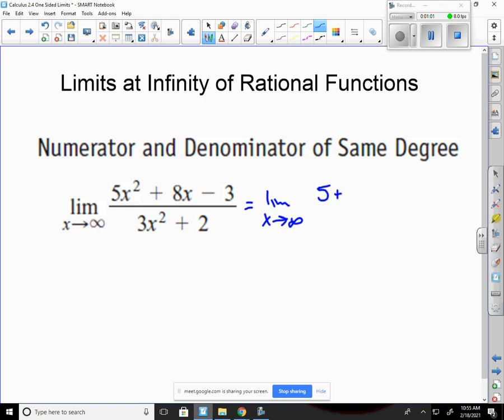Then plus 8, and 8x over x squared, if you'll remember, that's the same as 8x over x times x. So one of your x's will cancel out. You're left with 8 over x. So it's going to be 5 plus 8 over x, and then minus 3 over x squared.